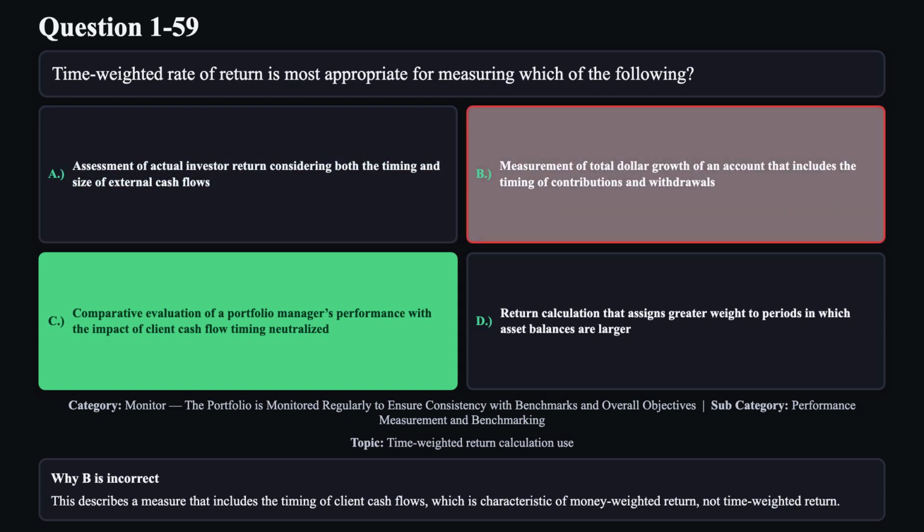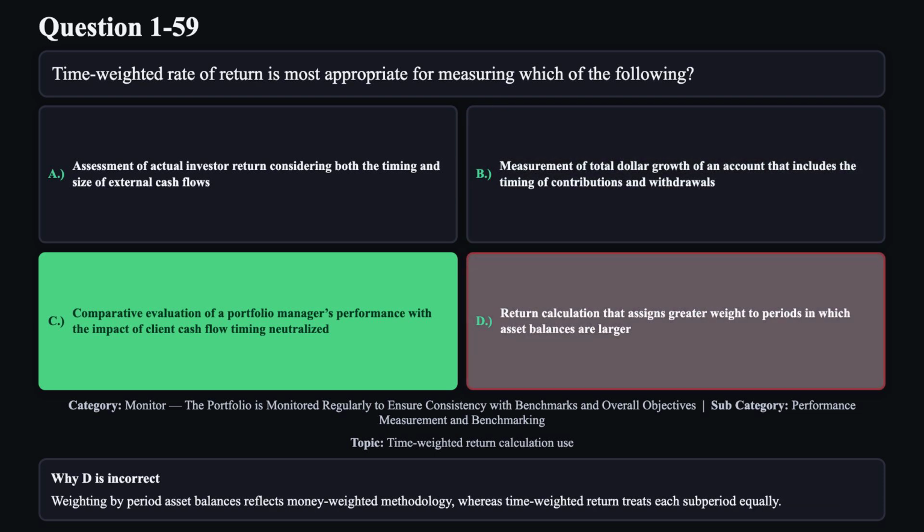Reason B is not correct. This describes a measure that includes the timing of client cash flows, which is characteristic of money-weighted return, not time-weighted return. Reason D is not correct. Weighting by period asset balances reflects money-weighted methodology, whereas time-weighted return treats each sub-period equally.